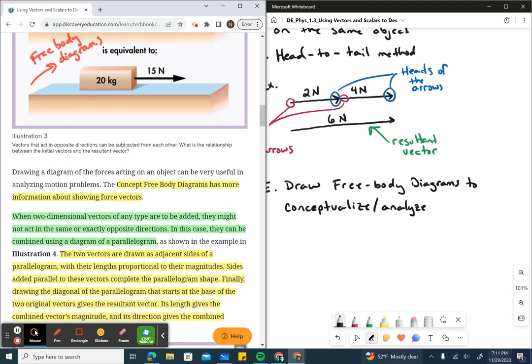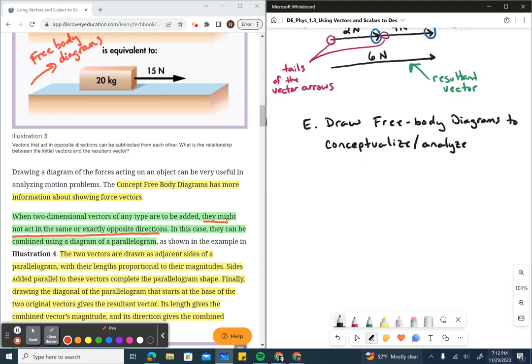When two-dimensional vectors of any type are to be added, they might not act in the same or exactly opposite directions. In this case, they can be combined using a diagram of a parallelogram. Okay, so here we're starting to go a little bit deeper. Parallelograms.